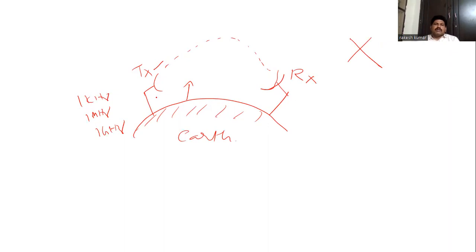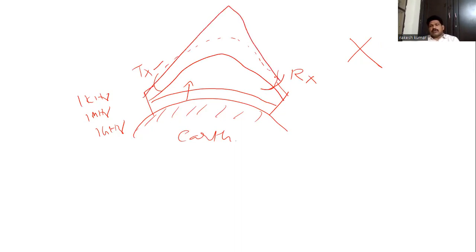Some signals will move from transmitter to receiver very near to the earth surface. Some signals travel a little bit higher from the earth surface. Some signals travel very far away from the earth surface and reach the receiver. For one application, I am transmitting a 1 kilohertz signal, for another a 1 megahertz signal, and for another a 1 gigahertz signal.